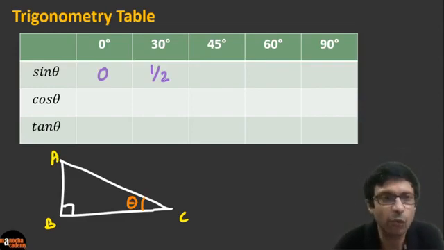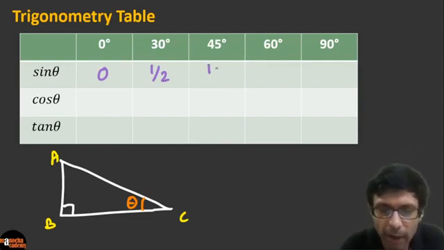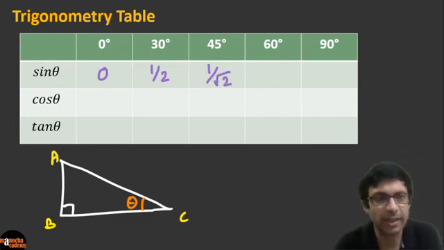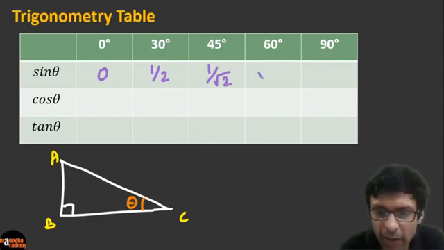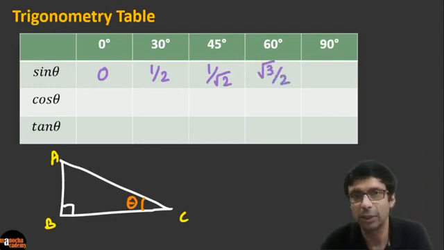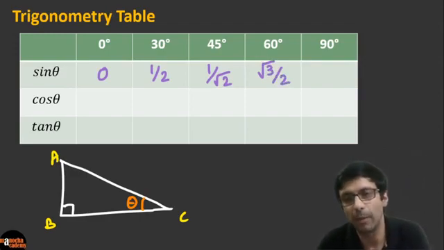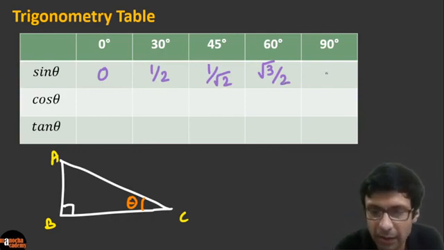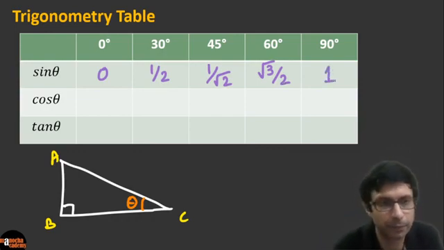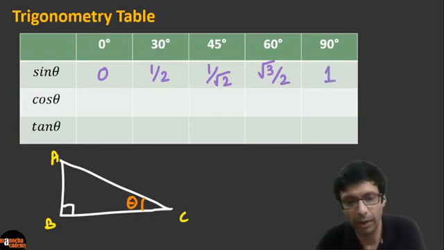Now what is sine of 45 degrees? That's 1 by root 2. And what is sine of 60? Very good, a lot of you know the values already. This is root 3 by 2. And these values are also very useful for physics questions, so we use them in maths and physics. And what is sine of 90? It's defined as 1. Okay, so we need to learn these values.